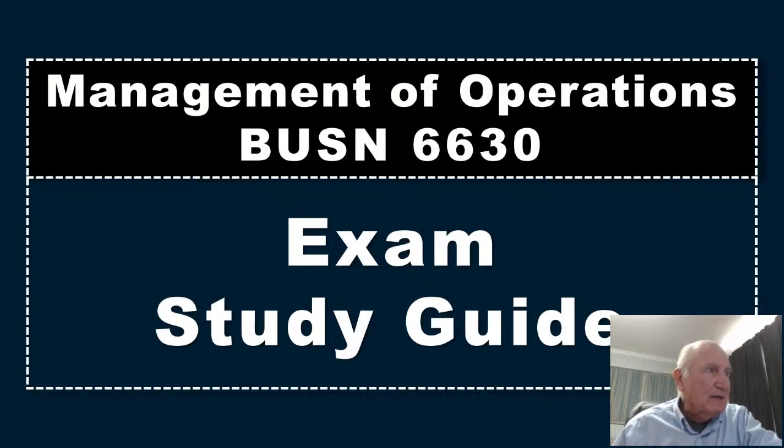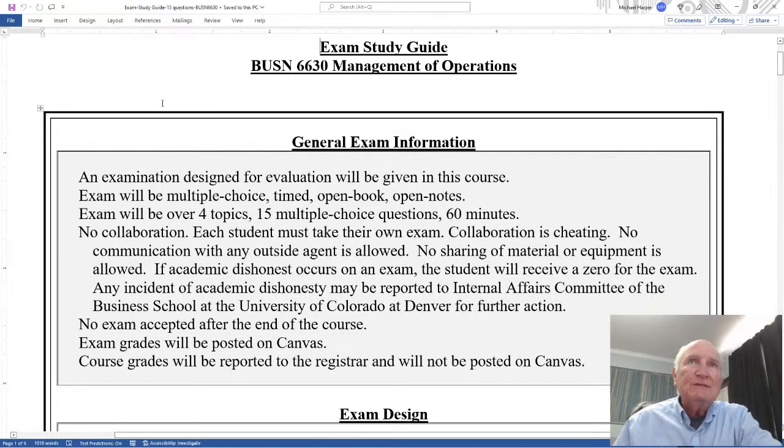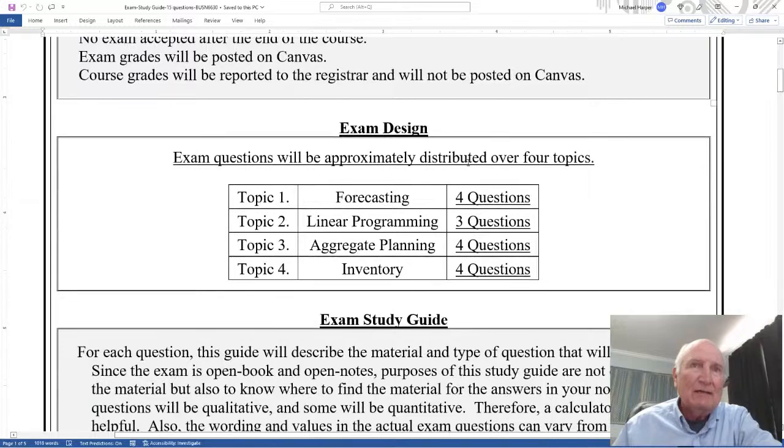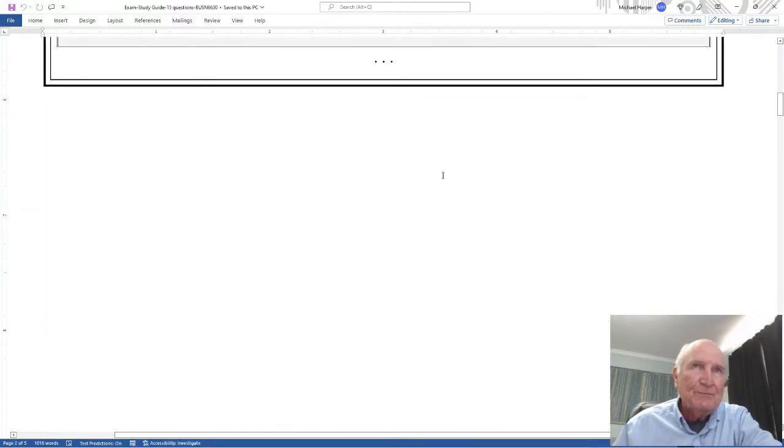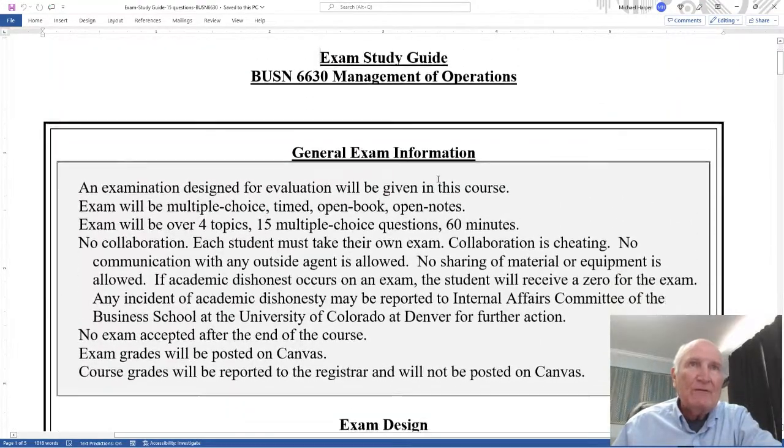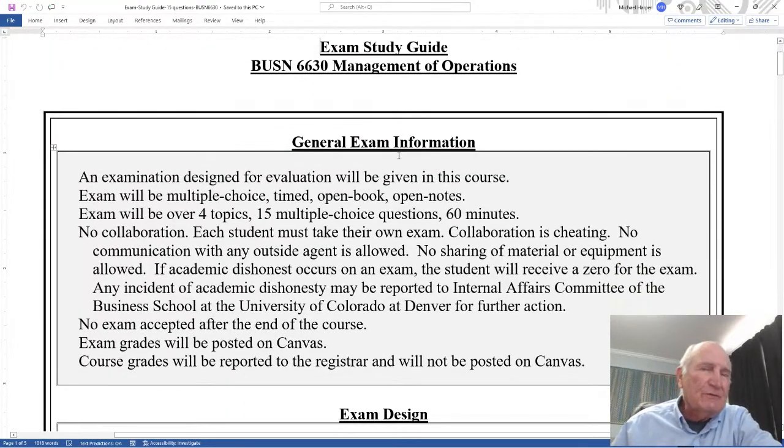So let's bring up the study guide. In this exam study guide, I'll start with general information, the exam design, exam study guide, and then go through the actual question categories. Okay, first of all, the general information.